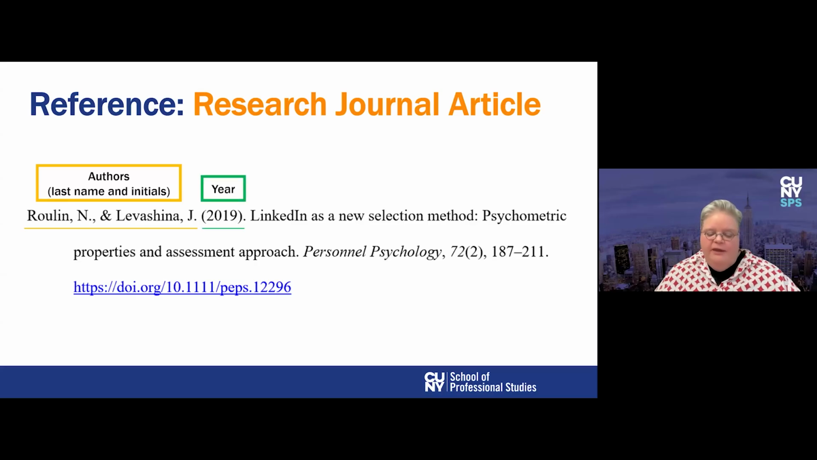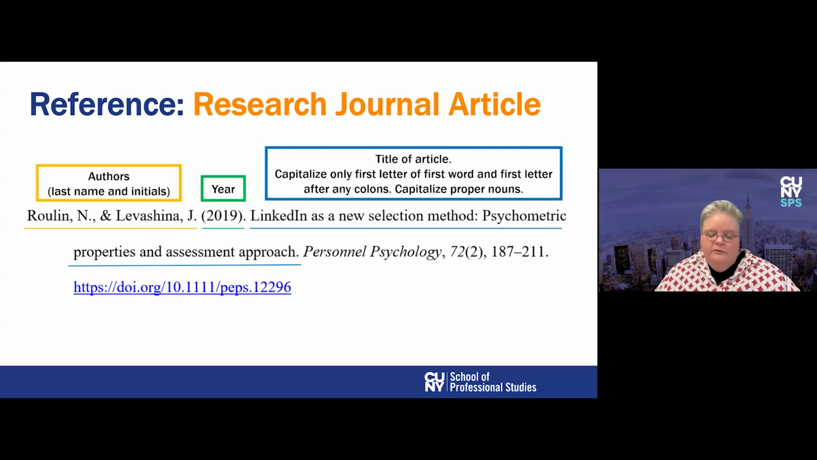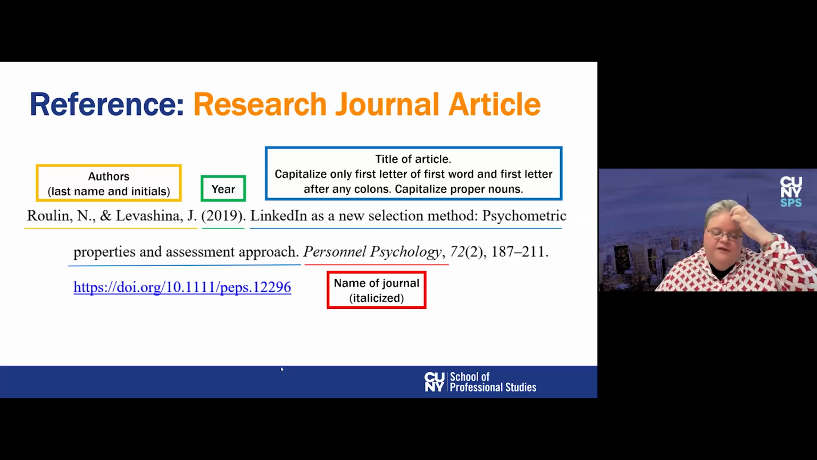Next, you have the publication year in parentheses, then the title of the article. When writing out titles in APA format, don't capitalize every word, only capitalize the first word after any colons or question marks, and any proper nouns. All other words should be lowercase. After the title, insert the name of the journal where the article came from, and this is in italics. Here, the name of the journal that this article is published in is called Personnel Psychology.